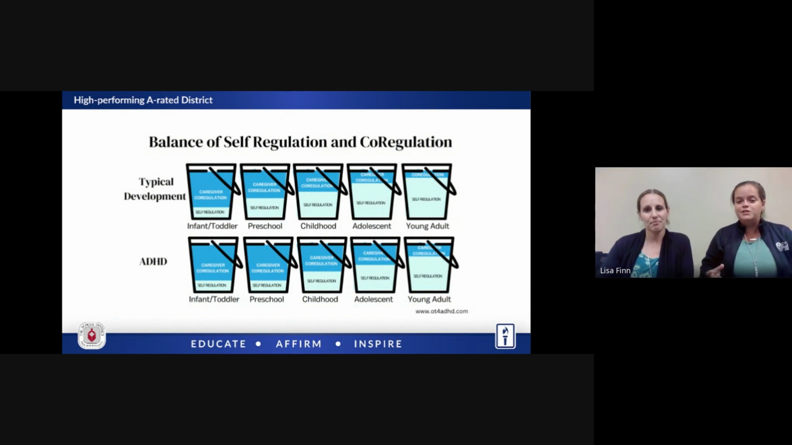So that childhood and adolescent stage is a lot of what we're spending our time on, supporting our students, and just remembering that there's still a lot of co-regulation needed there. And like Lisa said, sometimes we can't expect them to jump right into that self-regulation.